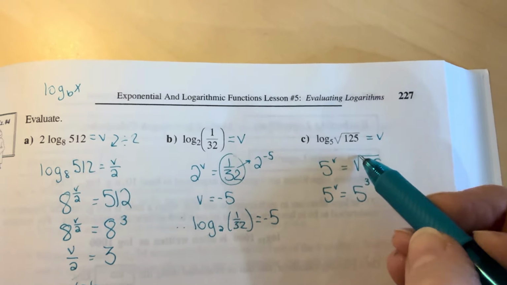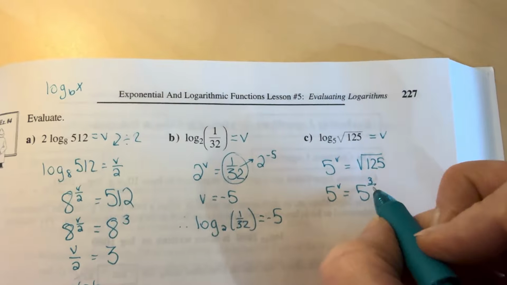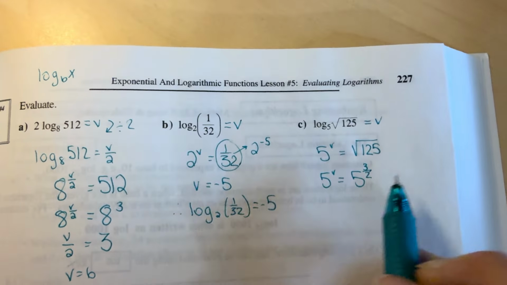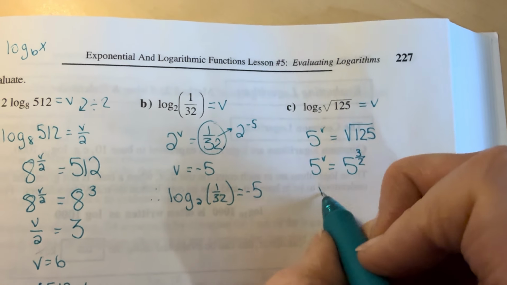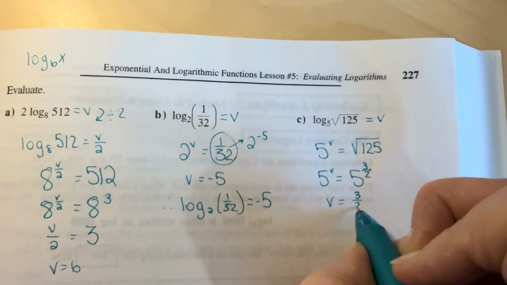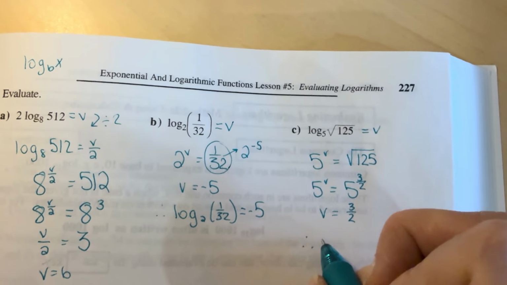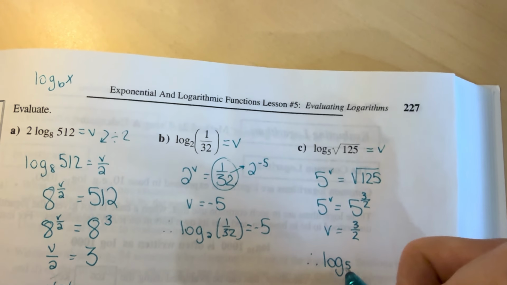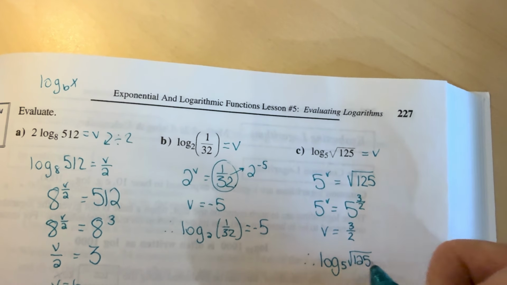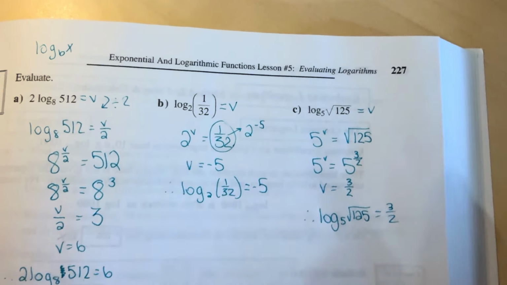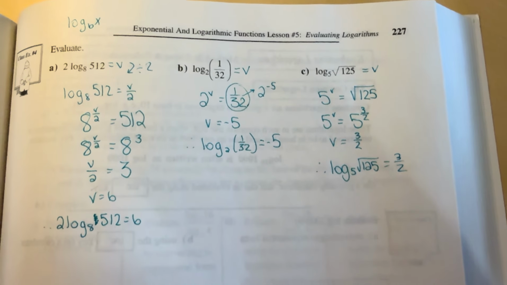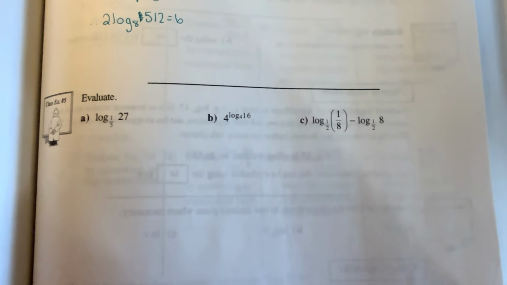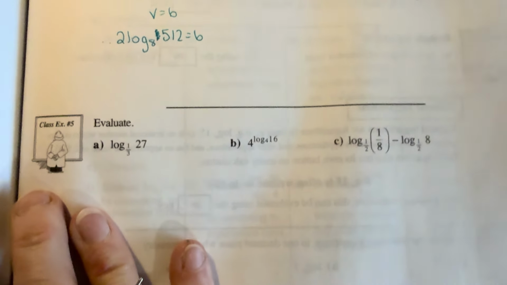And I also know that the square root of it means that I've got a rational exponent. Okay, so then therefore v is equal to 3 over 2, and log base 5 of the square root of 125 is equal to 3 over 2. Okay, so same steps over and over again. Let's look at these ones.